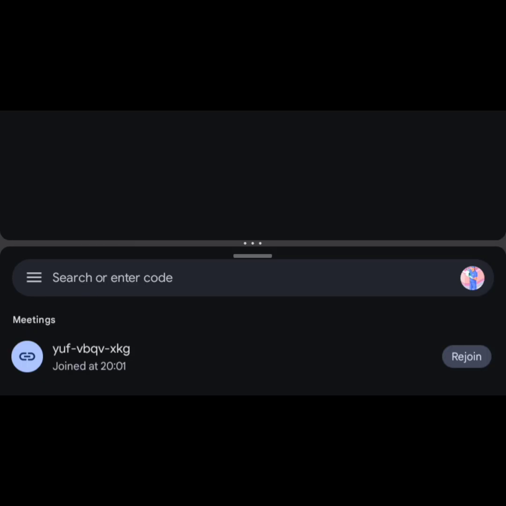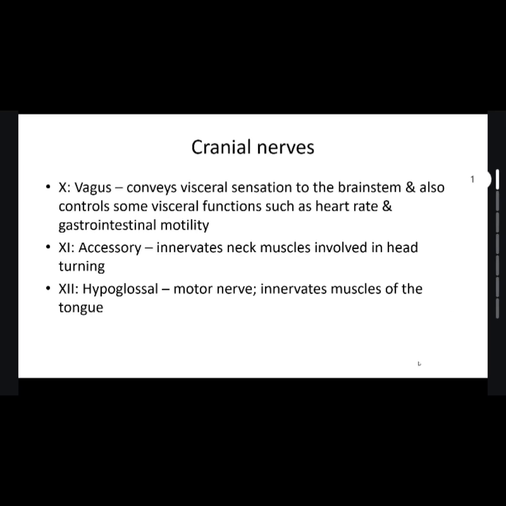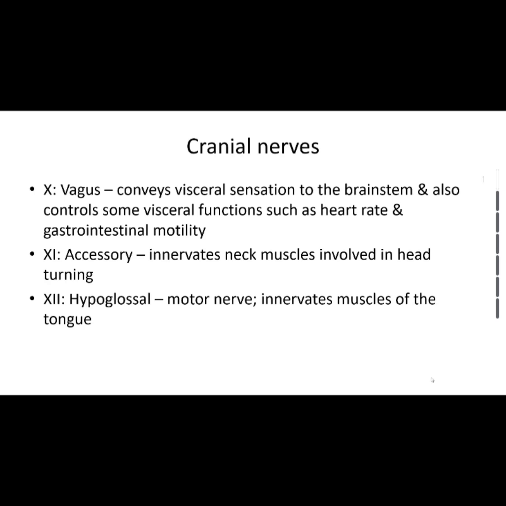Innervate the neck muscles and are involved in head turning, and also if you're shrugging your shoulder, that is the nerve that is still functioning at that point. Then the hypoglossal nerve, this is the nerve that especially supplies motor to the muscles of the tongue. That is why you're able to protrude your tongue, bring it back, and turn your tongue to one side and the other. It is the hypoglossal nerve that supplies it.